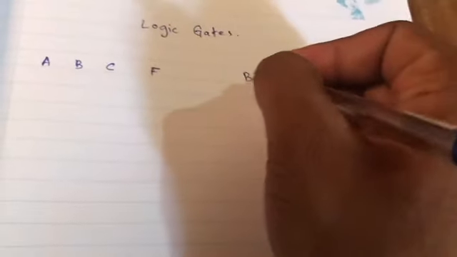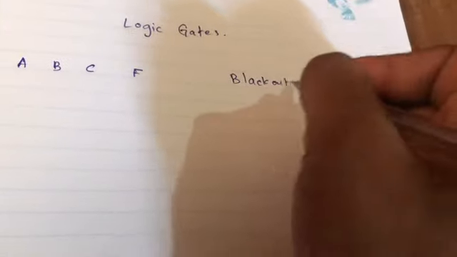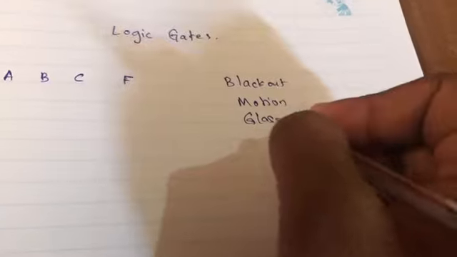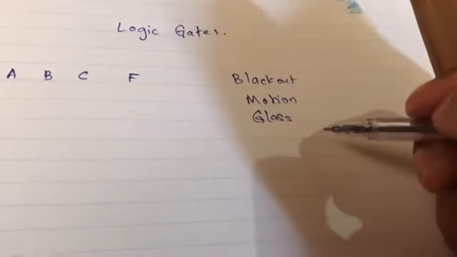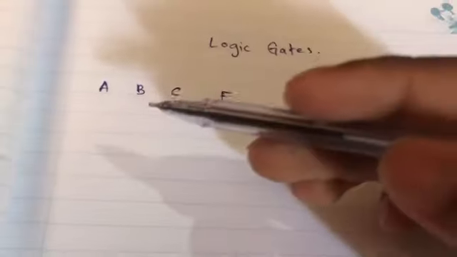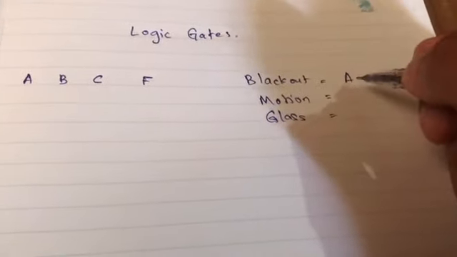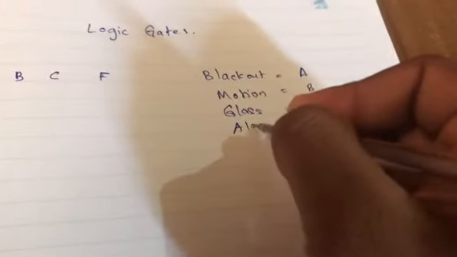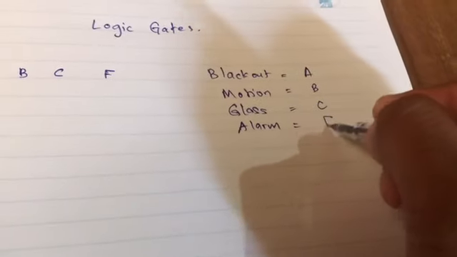So for this, there's something called the motion detector, glass break detector, and blackout detector, right? So blackout, motion, and glass break, right? So these are the 3 inputs, right? So I'm going to write down what these each mean in my circuit, right? So the blackout detector I'm going to take as A, and the other 2 B and C, right? And the alarm itself, I'm going to take it as F, right?